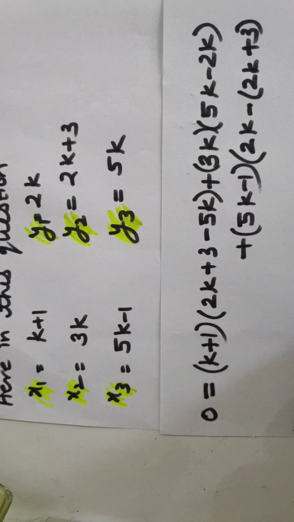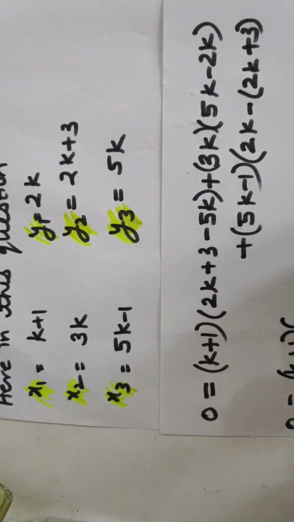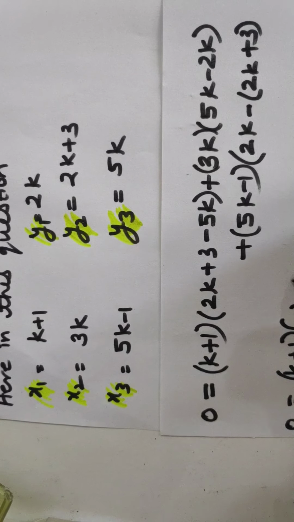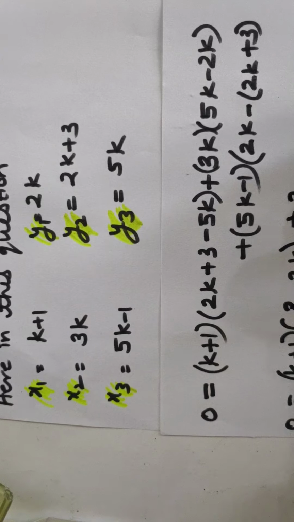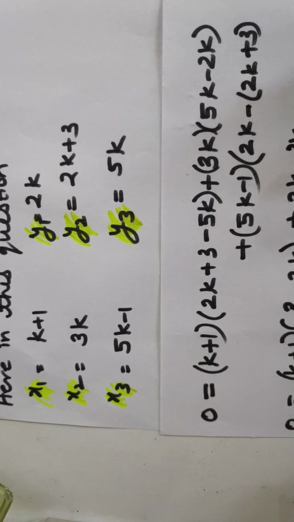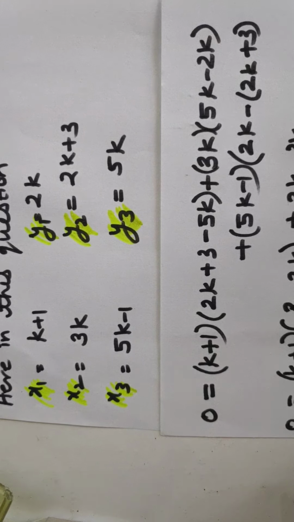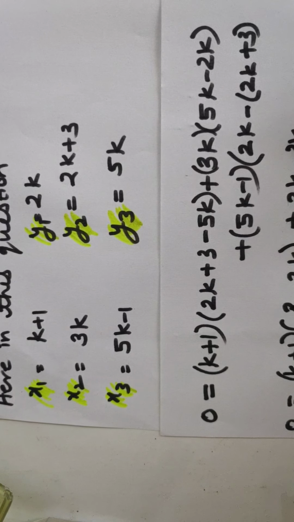Now open the bracket. Before opening the bracket, first of all solve whatever is in the bracket, that is 5k minus 2k, that is 3k, plus 3k into 3k plus 5k minus 1, and 2k will cancel out by 2k, or let me open it properly. Yes, that will be like this, 2k minus 2k minus 3.